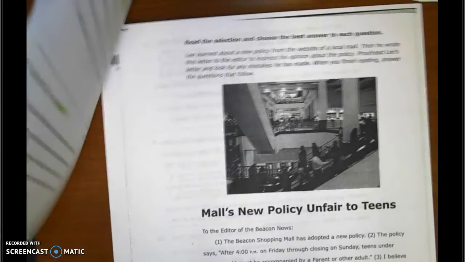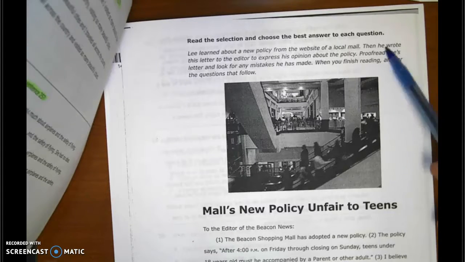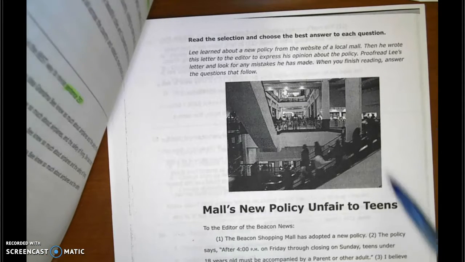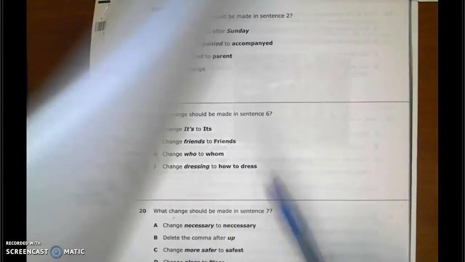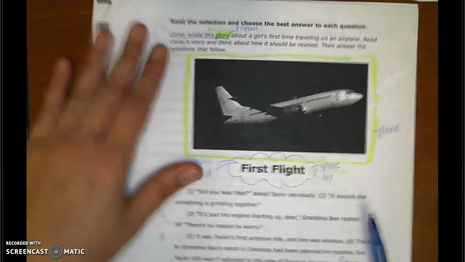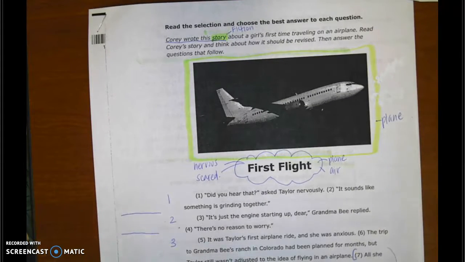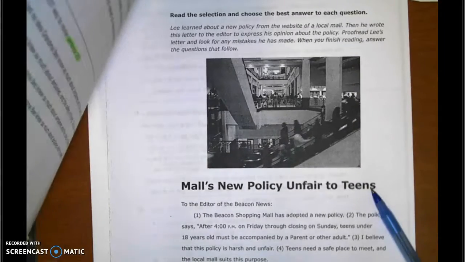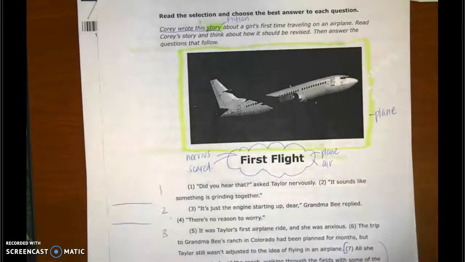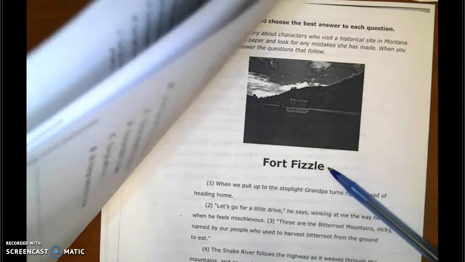Exact same strategy, you already know. Start with your caption, work your way down to your image, number your paragraphs, make a prediction about your title, annotate your questions, annotate your text, read for main idea, and I'm going to put the quiz in Schoology so that you can get immediate feedback and know what you got right away. So there's going to be one quiz for First Flight, there's going to be one quiz for Mall's new policy, and there's going to be one quiz for Fort Fizzle. Good luck.